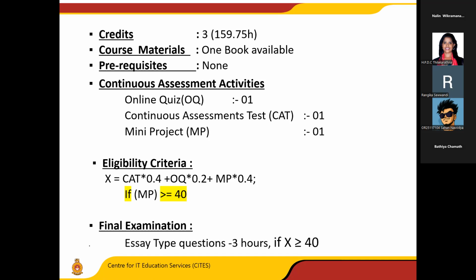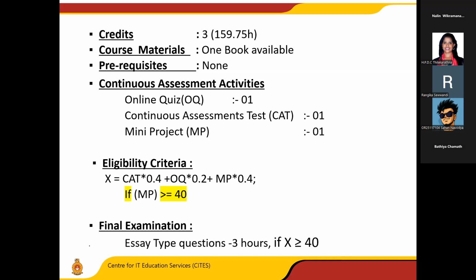The first one is that the total calculated mark should be greater than or equal to 40. The equation is the CAT mark multiplied by 4, the OQ mark multiplied by 2, and the MP mark multiplied by 4. So the total mark will be greater than or equal to 40. The second one is the mini project. The mini project mark is also greater than or equal to 40.